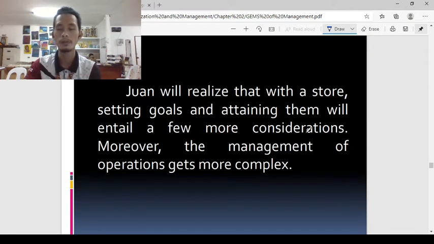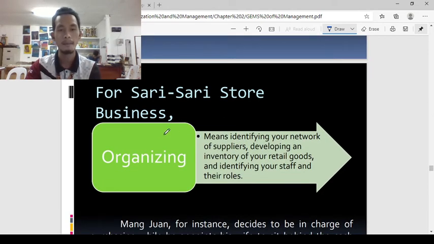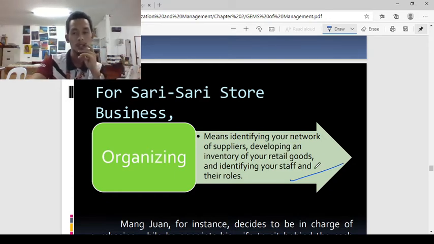Now, Juan will realize that with a store, setting goals and attaining them will entail a few more considerations. Moreover, the management of operations gets more complex. For sari-sari store business, organizing means identifying your networks of suppliers, developing an inventory of your retail goods, and identifying your staff and their roles. Diba? Especially kung convenience store, dako-dako na siya. You have to organize everything.